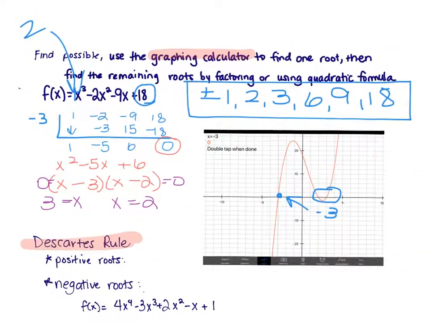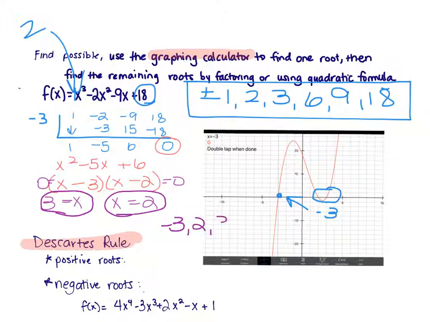So the question says find the remaining zeros, or if it says remaining zeros, I only need these two. If it says find all of the zeros, then I need negative 3, 2, and 3.